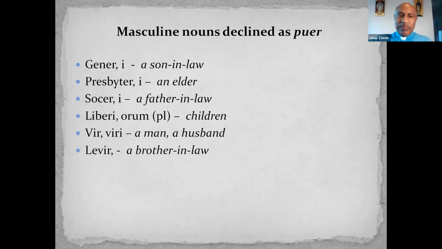Moving on, we have levir, which is a brother-in-law, and you notice how close it is to a husband and a man. So all of these would be declined as puer. So it's only in the nominative and in the vocative that they would retain this form. And then for the rest, the endings are added to the stem.